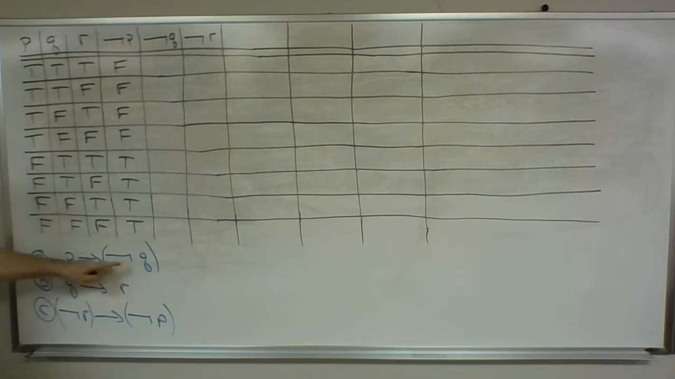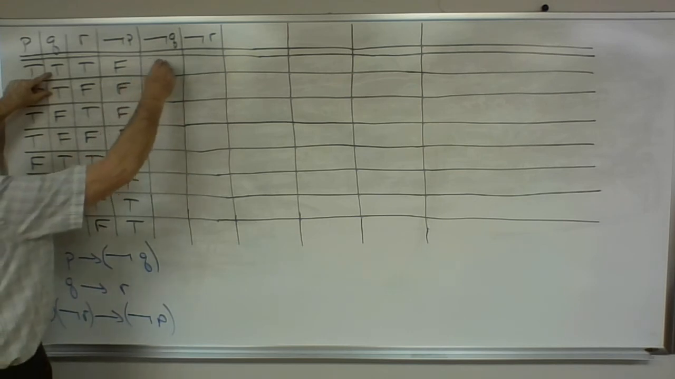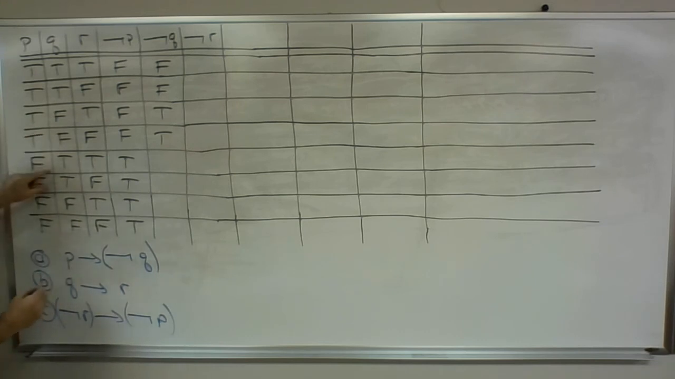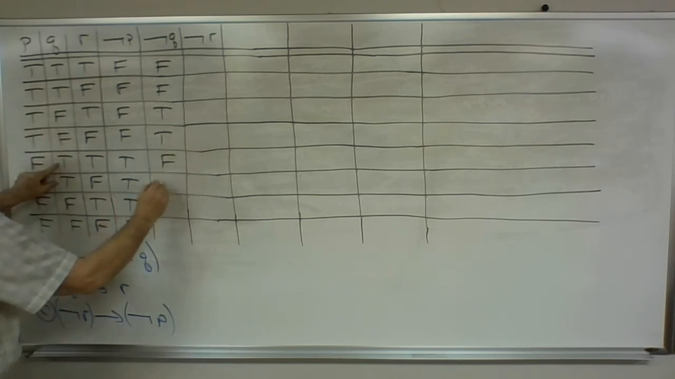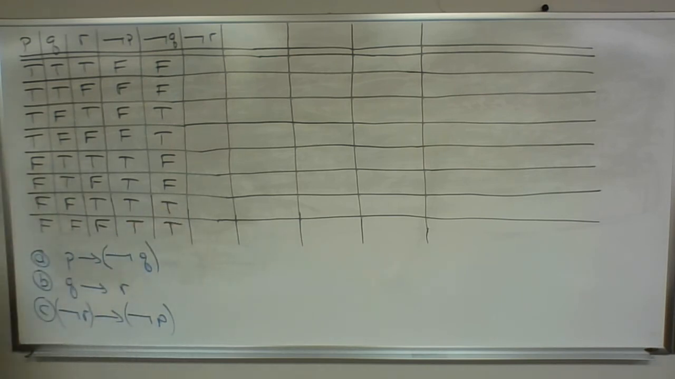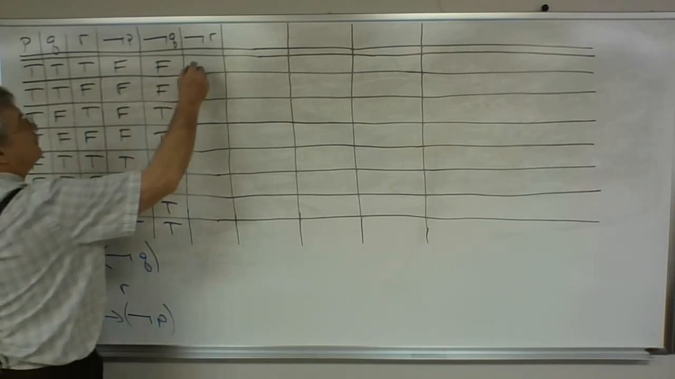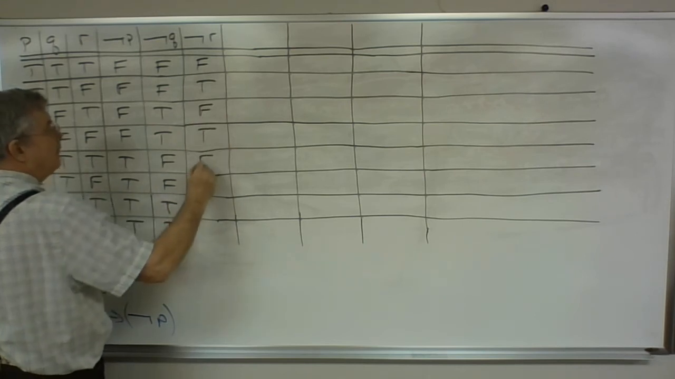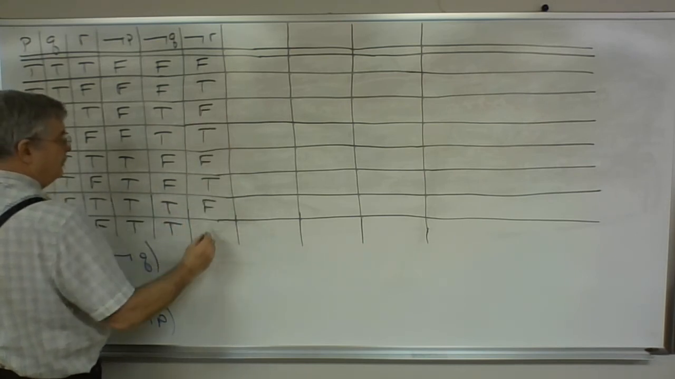For not Q, we change the truth values of Q from true to false. And from false to true. And from true to false. And from false to true. And for not R, the same thing. We change true to false and false to true. So alternately we'll go false, true, false, true, false, true, false, true.